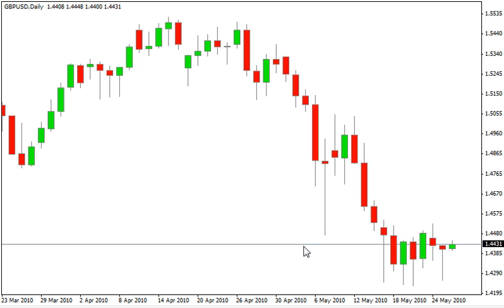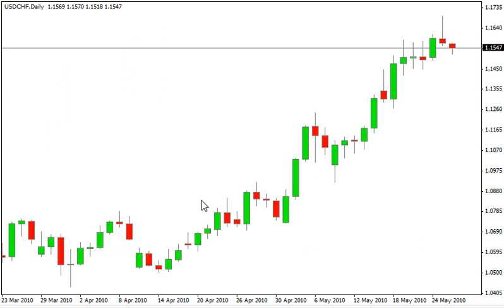Look for this pair to go as high as 1.4601 and as low as 1.4215. Look for some support around 1.4153 and resistance around 1.4494.